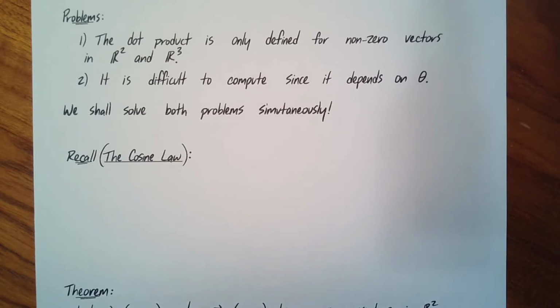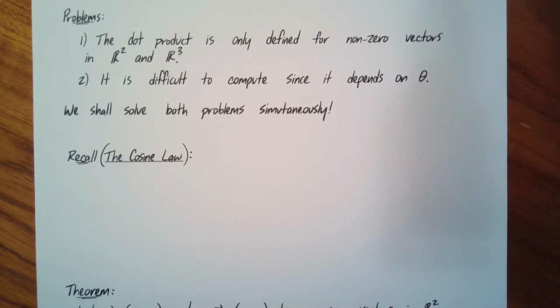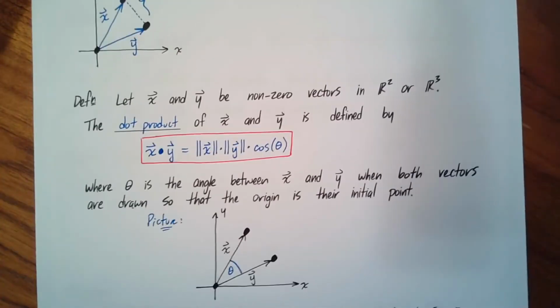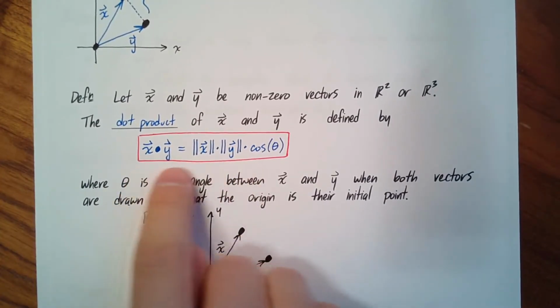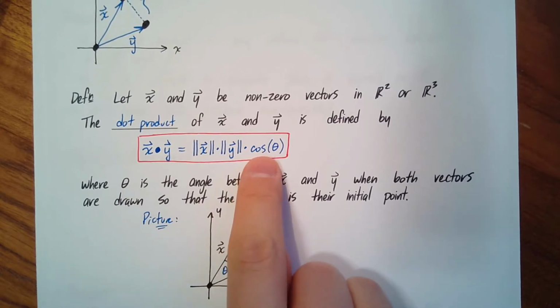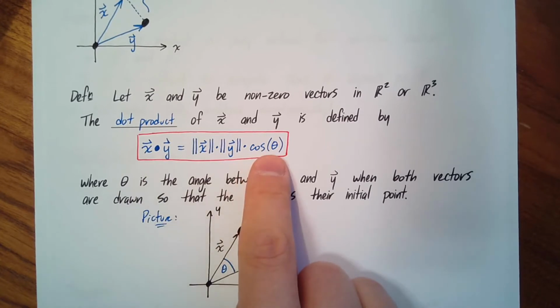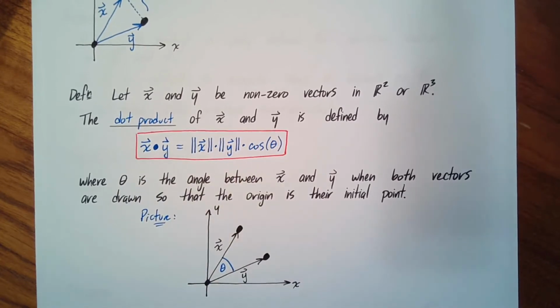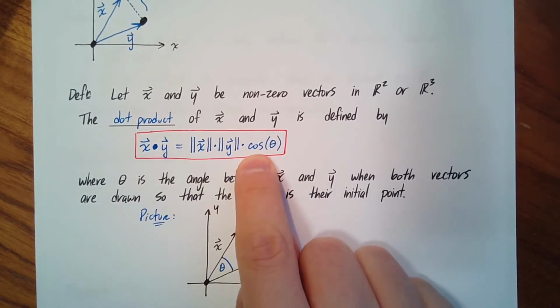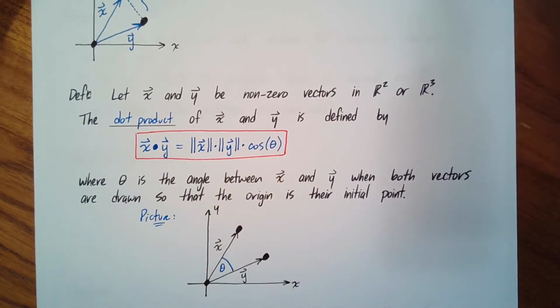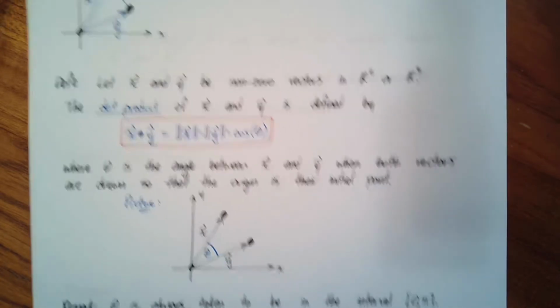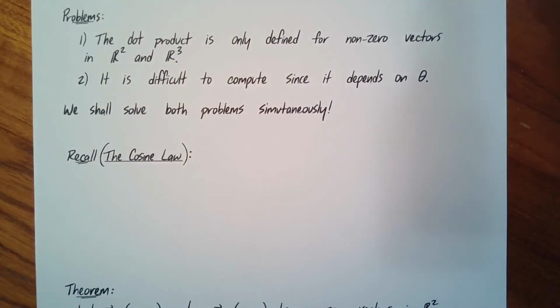The other problem is that it depends on theta, which makes it difficult to compute. If you go back to the definition one last time, it's simple enough to write down, but if you try to actually compute this for a particular pair of vectors x and y, you have to be able to get your hands on that value theta, or at least on the value of cosine evaluated at that angle theta, which in practice is going to be challenging to do exactly without having to round it off. That's the second problem. And we're going to solve them both at the same time.